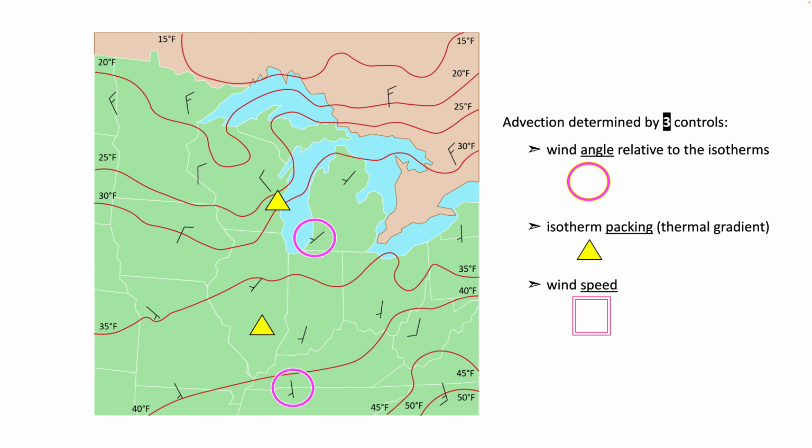Our final factor is wind speed. So basically when the wind is blowing fast, when we have strong winds, then, assuming that the winds are blowing at a large angle to our isotherms, as we have up here in Minnesota, what we're going to see is that our advection is going to be strong. In other words, these strong winds are going to result in a very fast temperature change. So this wind is quickly transporting colder air towards the south. So we have strong, cold advection.